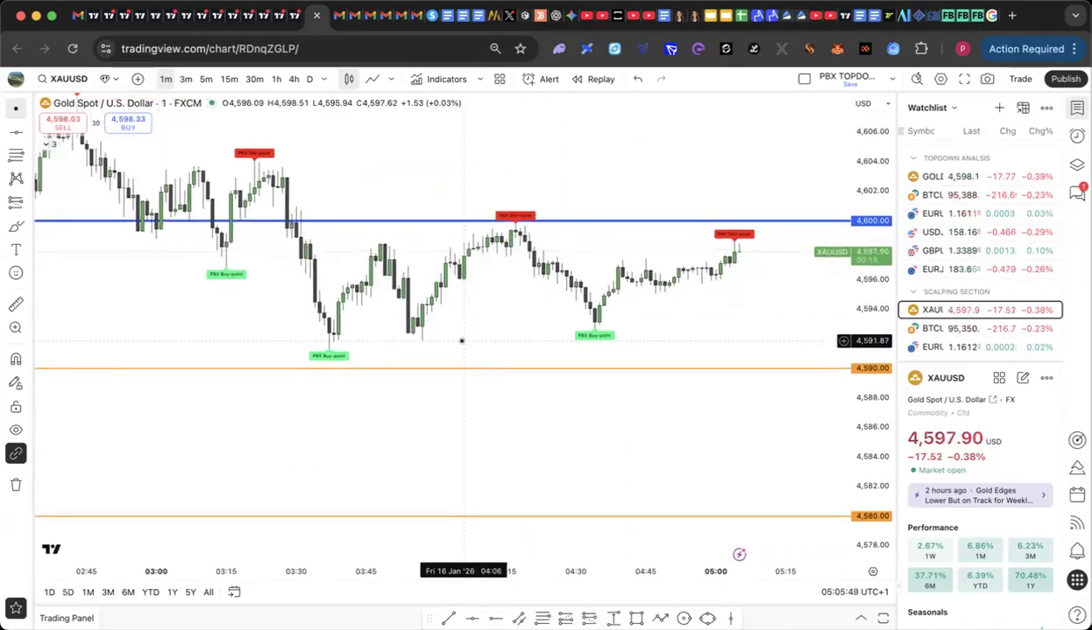Now take note, warning. Don't scalp when a new session is opening, especially London and New York. All right? Don't scalp when a session just opens, because when a session opens, the market will manipulate before it will distribute, or the market will reverse from an already expanded trade. So be warned.